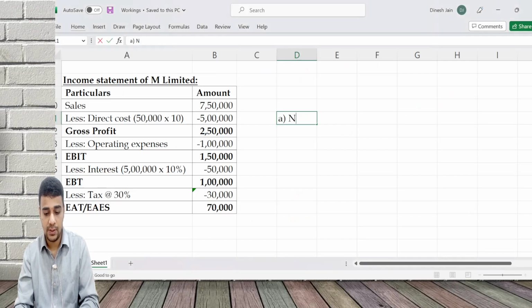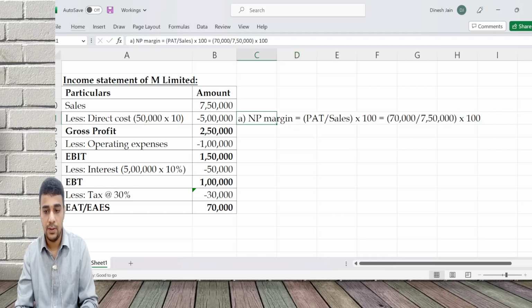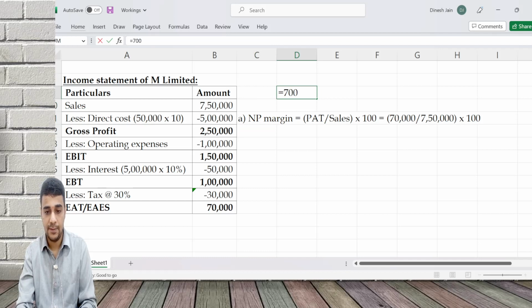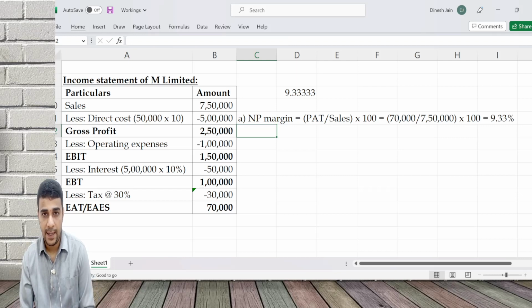Net profit margin is equal to net profit, which is profit after tax, by sales into 100. PAT by sales into 100 is 70,000 by 7,50,000 into 100. NP margin is 9.33%.